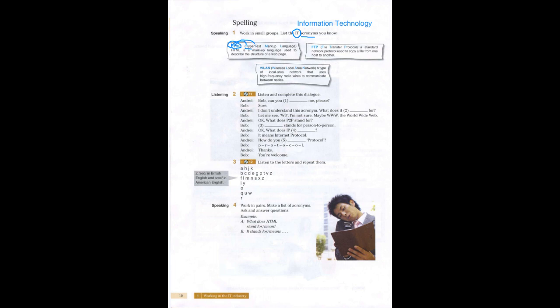A term related to computers. HTML is a markup language used to describe the structure of a web page. Which is the language of web pages. HTML. And like HTTP also. URL. This is another common one, a web link.